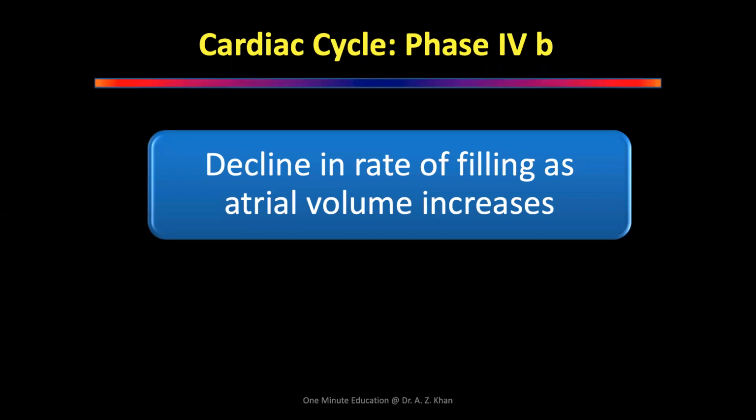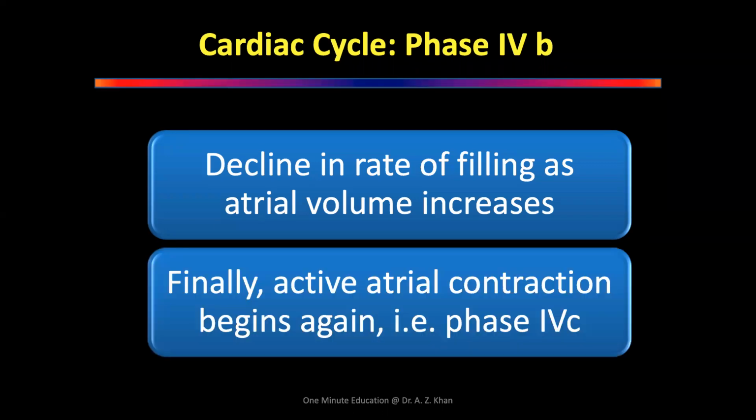In 4B, the myocardium is relaxing. The volume is starting to go up. The pressure is increasing. Hence, there is a decline in the rate of filling as the atrial volume increases. And finally, the active atrial contraction begins again and moves you into phase 4C, which is the start of the next cardiac cycle. Did this explanation make sense or not?